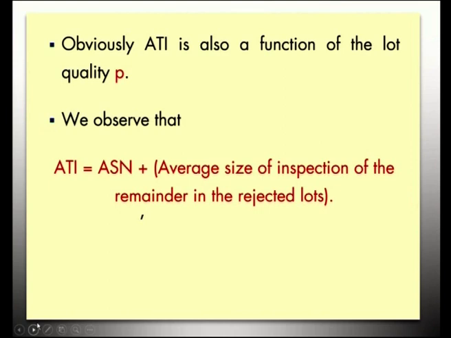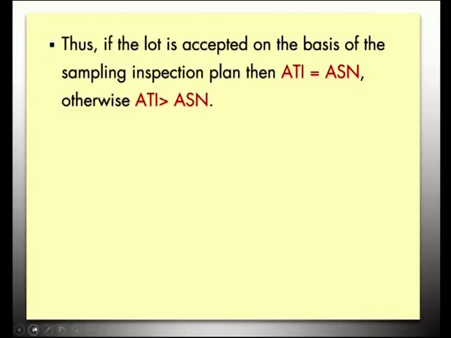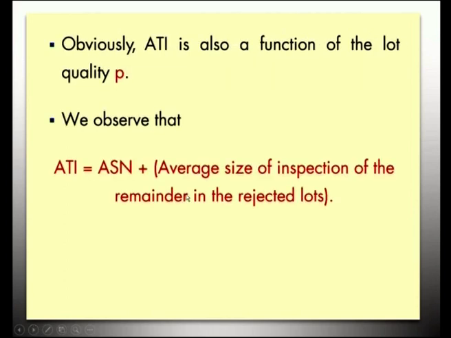Now, obviously, this ATI, average total inspection, is also a function of the incoming lot quality p, and we observe that ATI is equal to average sample number plus average size of inspection of the remainder in the rejected lots. Thus, if the lot is accepted on the basis of a sampling inspection plan, then ATI is equal to ASN. If it is not accepted on the basis of the sampling inspection plan, then ATI will be definitely greater than ASN, that is ATI will be equal to ASN plus some quantity, that quantity being the average size of inspection of the remainder in the rejected lots.